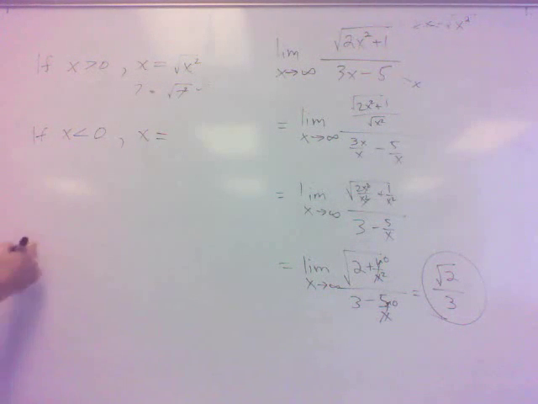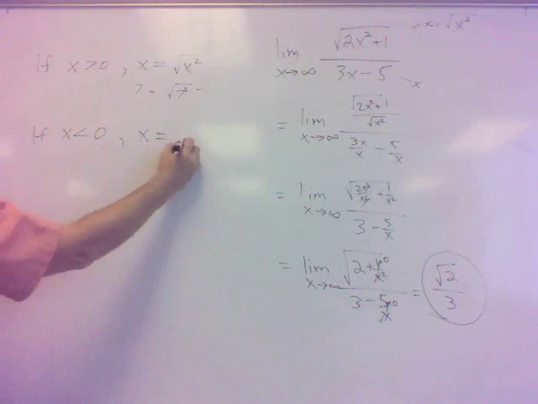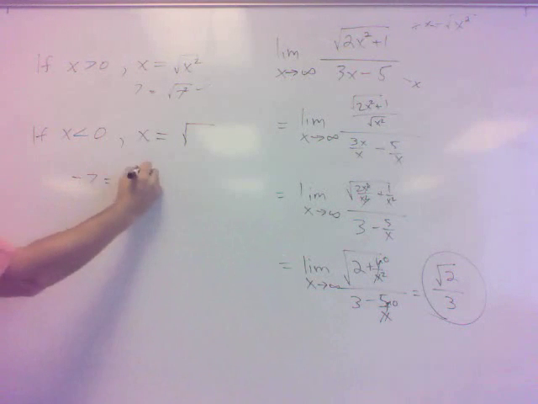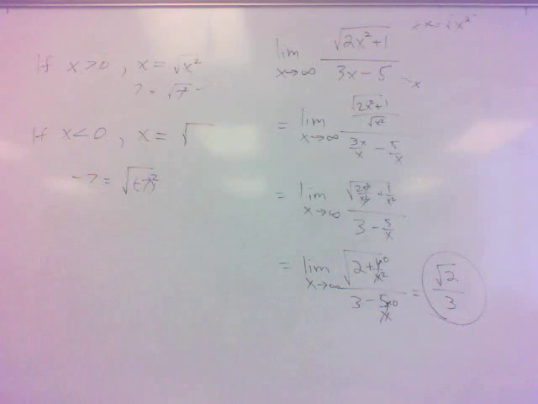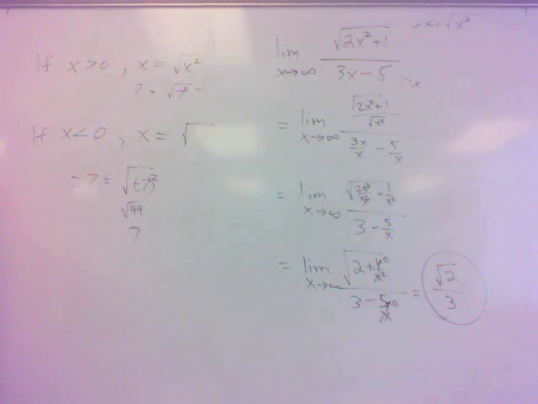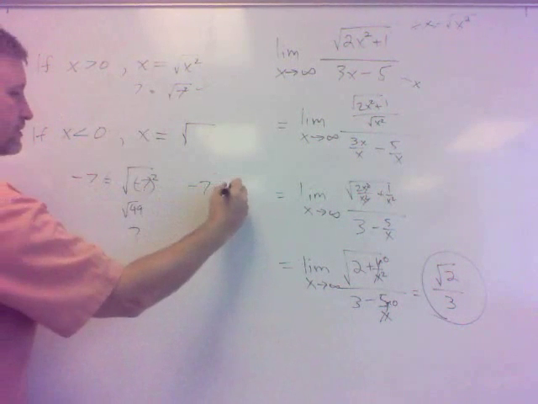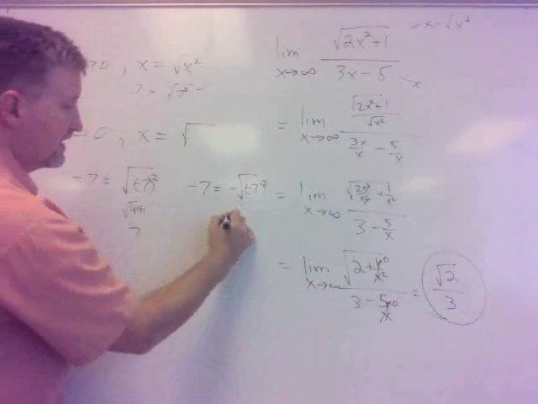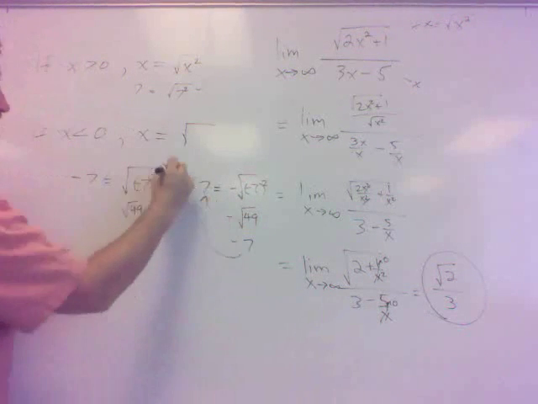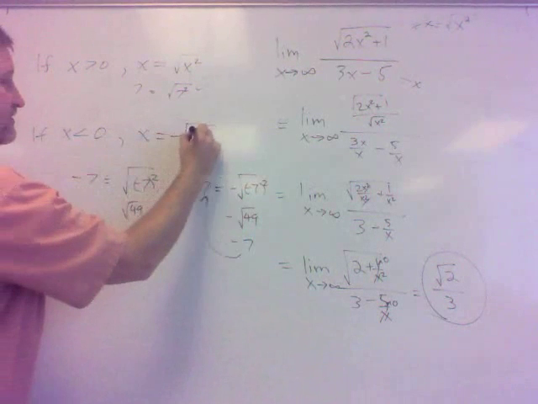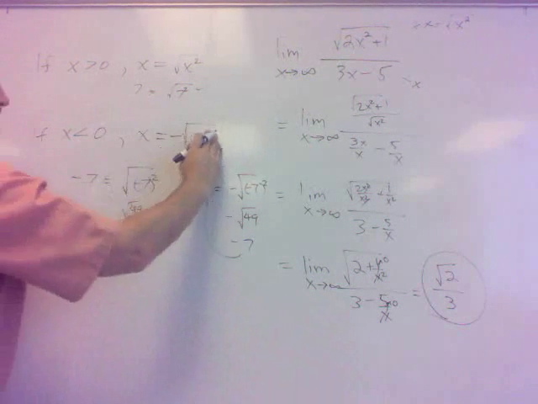What does x equal there? Well, if x is negative 7, is it true that x equals the square root of x squared? No, because that's the square root of 49, which is positive 7. So to get it to equal negative 7, I've got to put a negative out there. Because that would be true, wouldn't it? This is negative the square root of 49, which is negative 7. So those match up. So if your x is less than 0, negative, you've got to do x is equal to negative the square root of x squared. You with me?